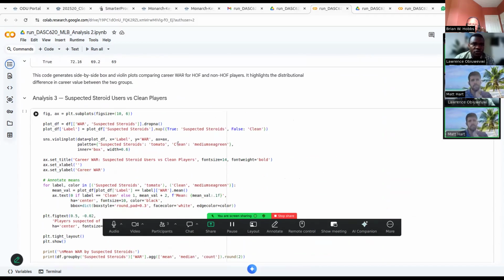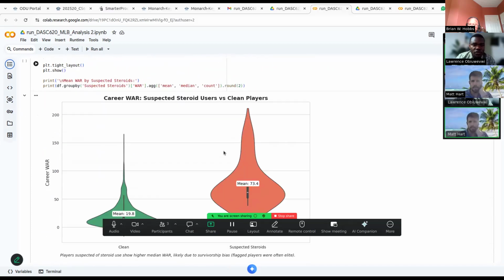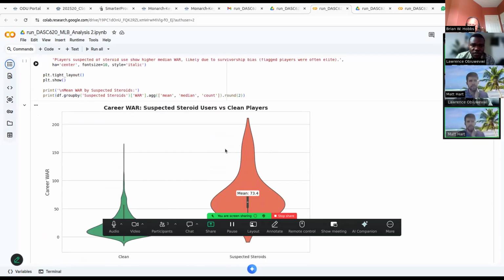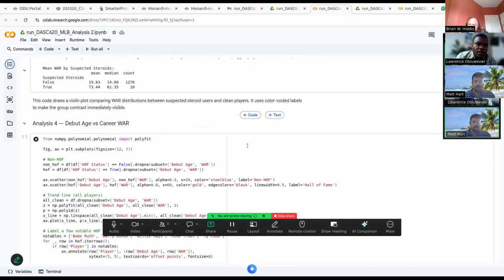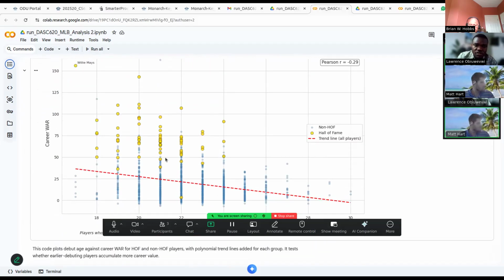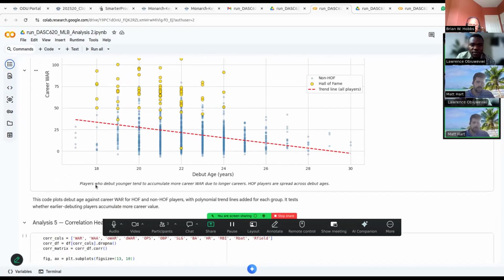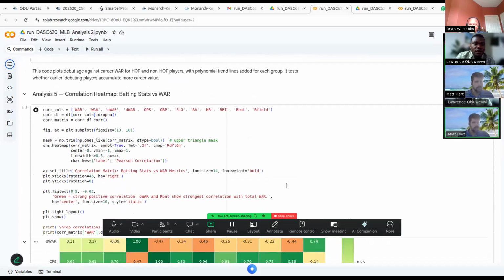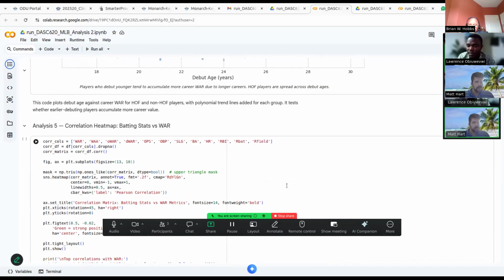Analysis three, we plotted the suspended players that probably took steroids versus clean players. Here we compare the mean value of the suspected steroid users and the players that were clean throughout the season. And then analysis four, we did the debut age versus the career WAR, the age at which these players debuted, from about 15 to 30 years. And then analysis five, we did correlation heat maps for all the players.